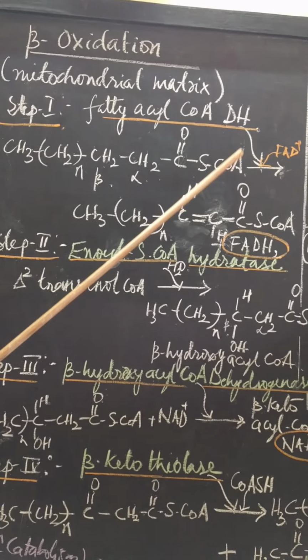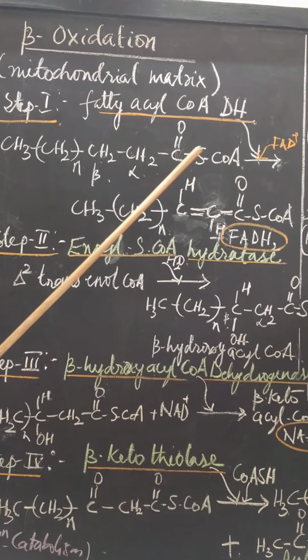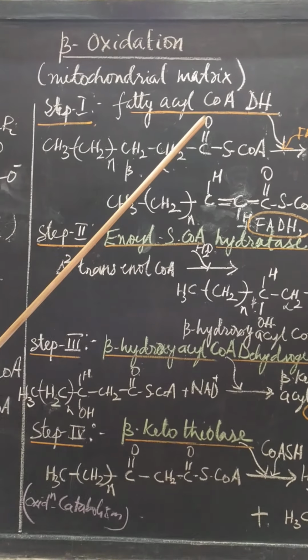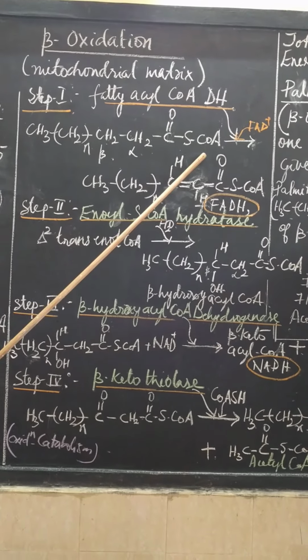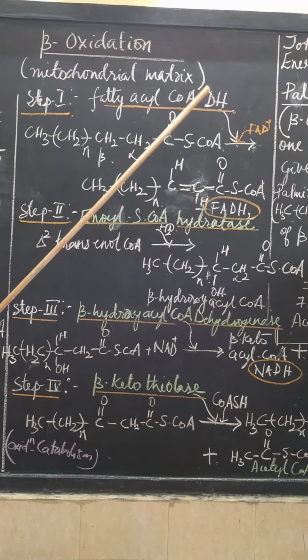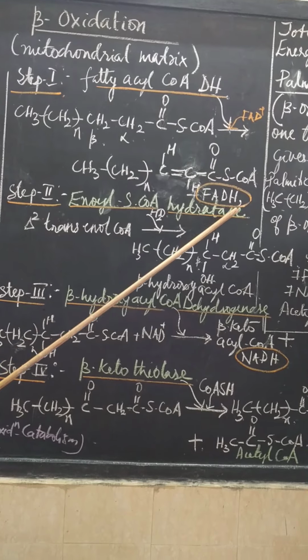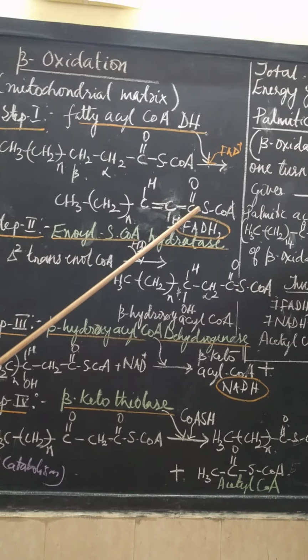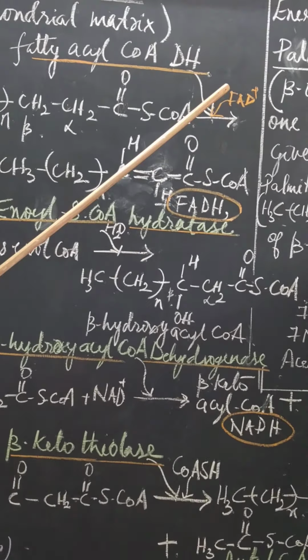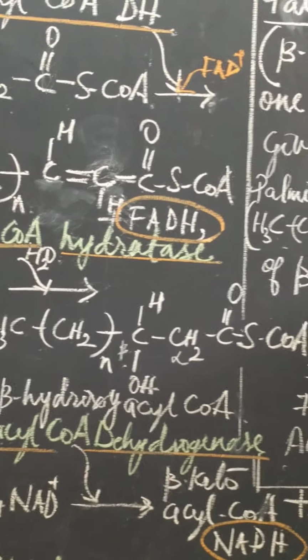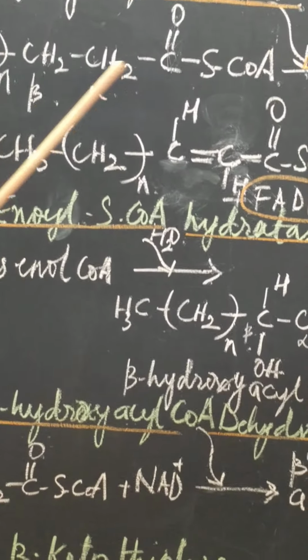The hydrogens are removed from this fatty acyl CoA by this fatty acyl CoA dehydrogenase and transferred on to FAD, which becomes FADH2. Therefore, it has got reduced. Now, where are the hydrogens removed?